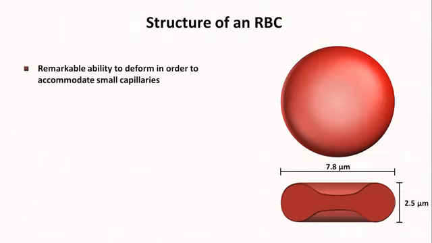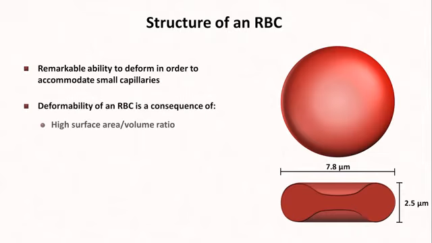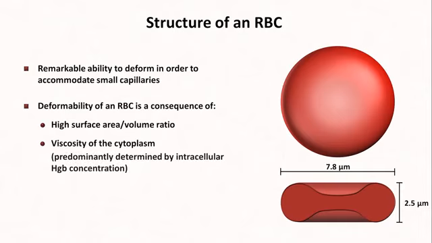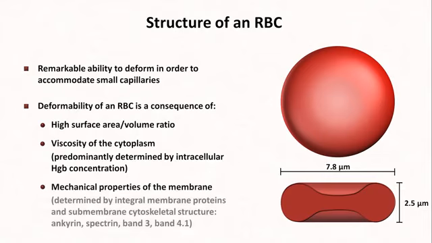RBCs have a remarkable ability to deform in order to accommodate small capillaries. This deformability is a consequence of the high surface area to volume ratio, meaning there is plenty of redundant cell membrane, the viscosity of the cytoplasm, which itself is predominantly determined by the intracellular concentration of hemoglobin, and the mechanical properties of the membrane, which are determined by integral membrane and submembrane cytoskeletal proteins that have great names such as ankyrin, spectrin, band 3, and band 4.1.